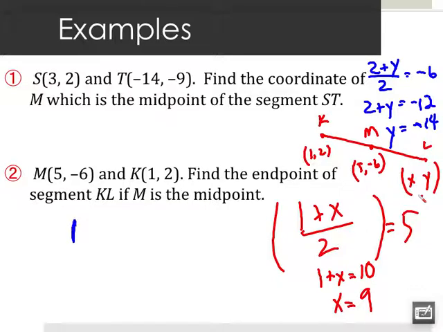Therefore, L is located at 9, comma, -14. The difference between 1 and 2, obviously it's a completely different problem, but in problem number 1, we set up one equation. In other words, we found the midpoint right away. In problem number 2, you need to set up two different equations: one to find the x value and one to find the y value.